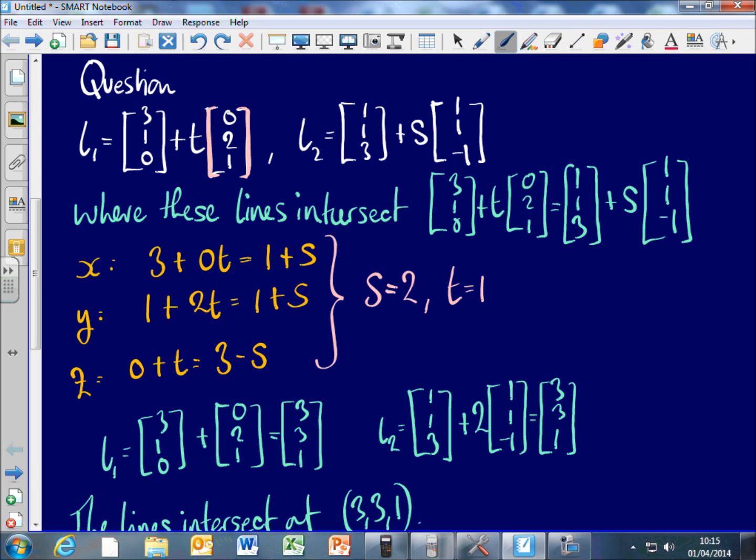And I'm just going to concern myself with this vector in L2, which is the way this line is pointing, and I'm going to dot these two. I'm going to find the scalar product of these two. So it's 0, 2, 1 dotted with 1, 1, minus 1.